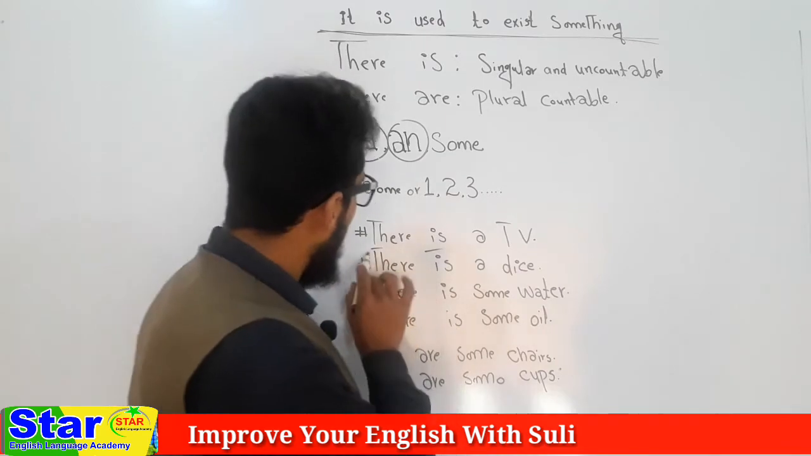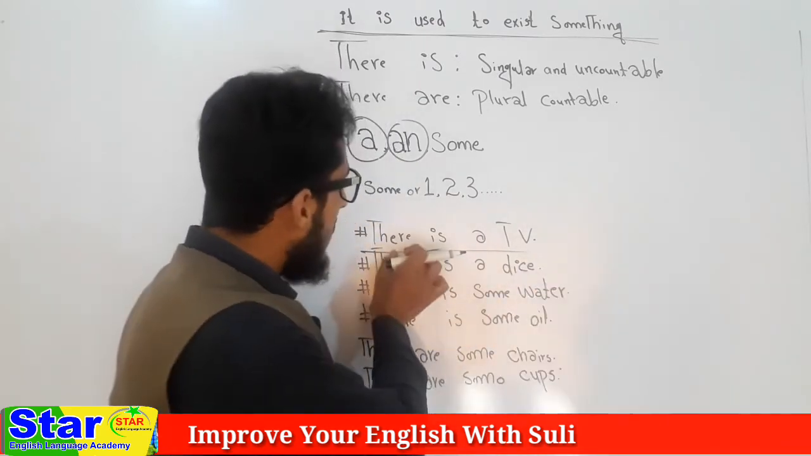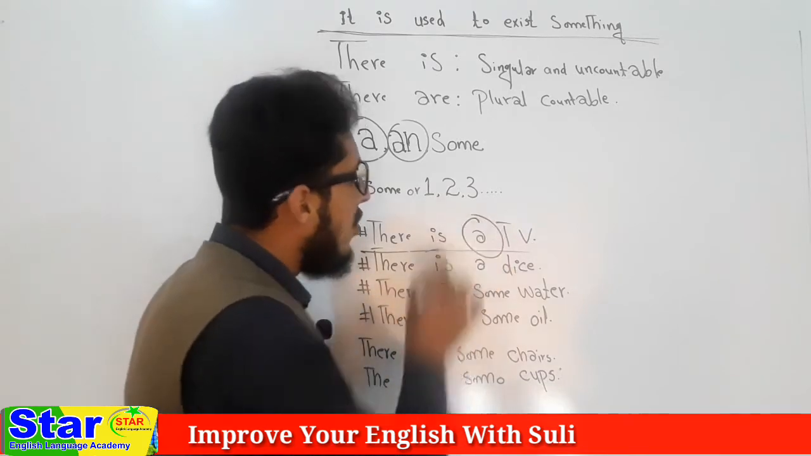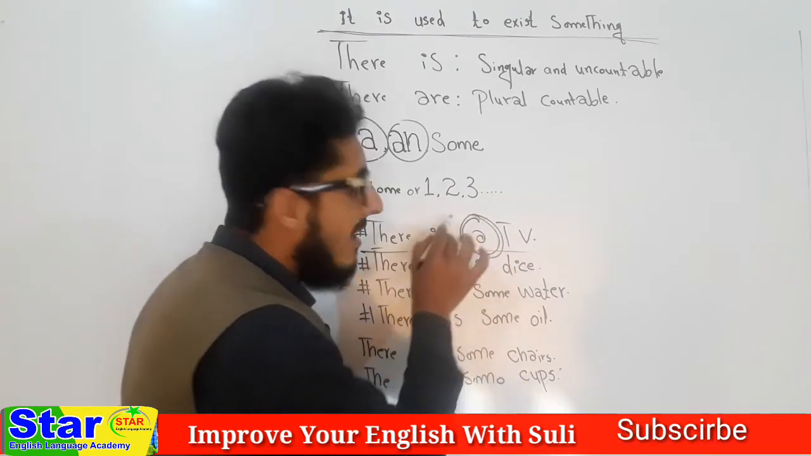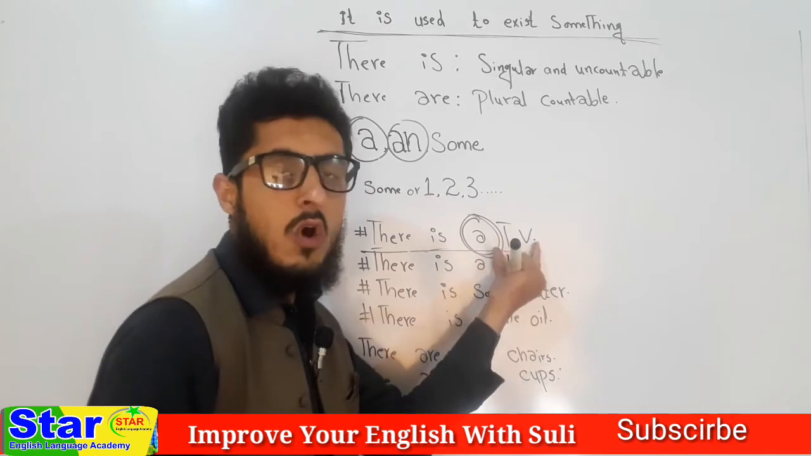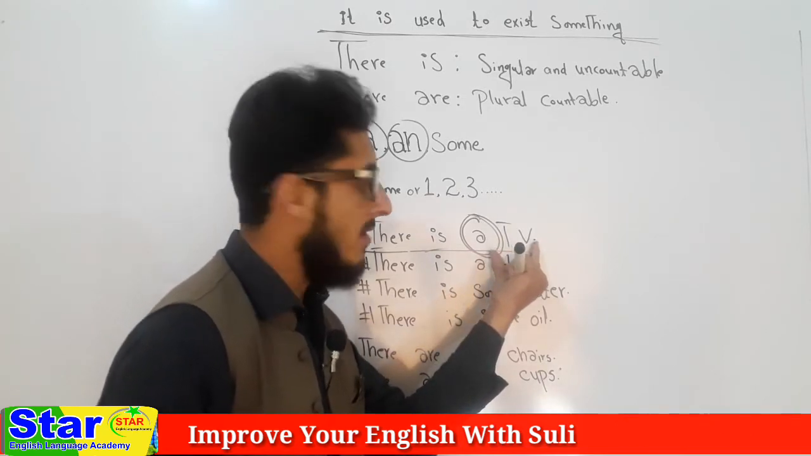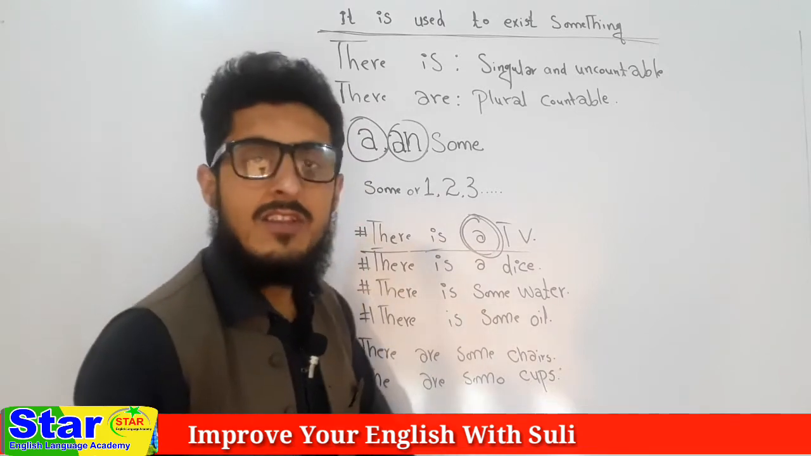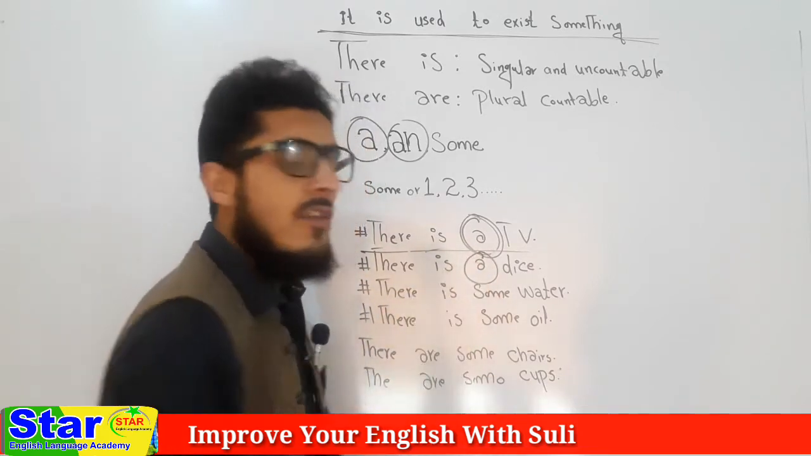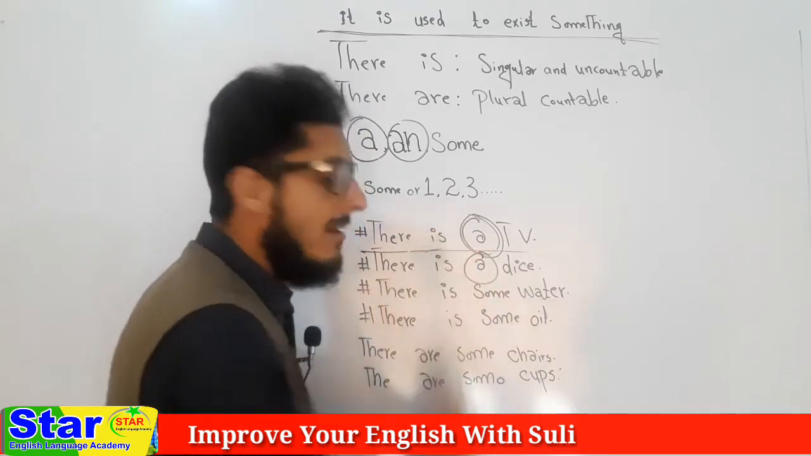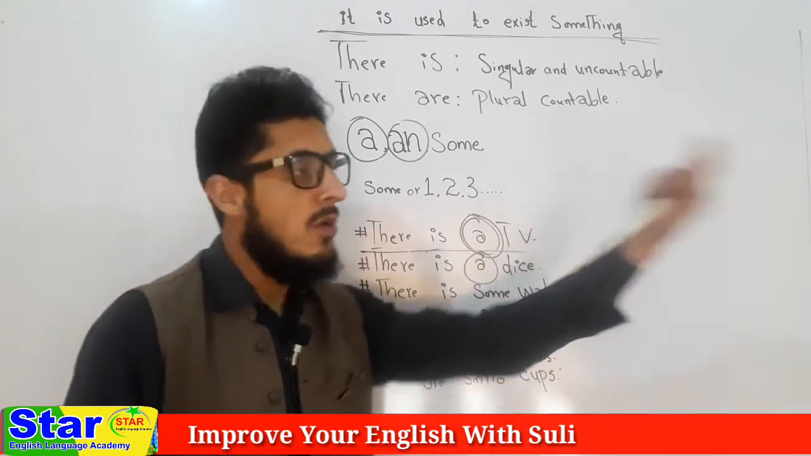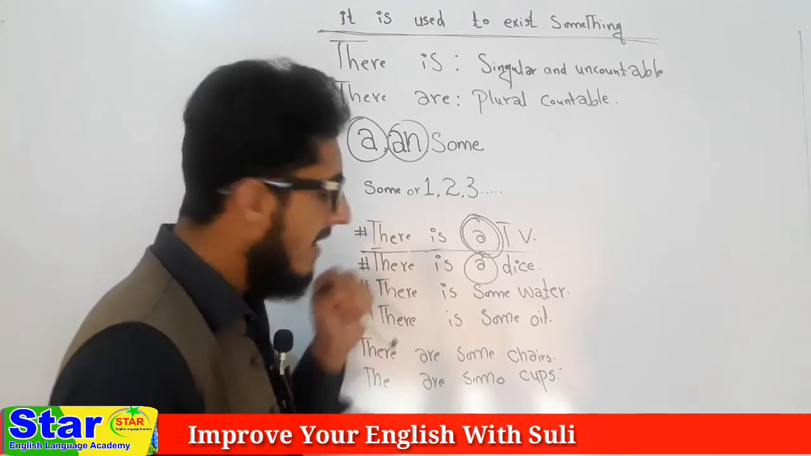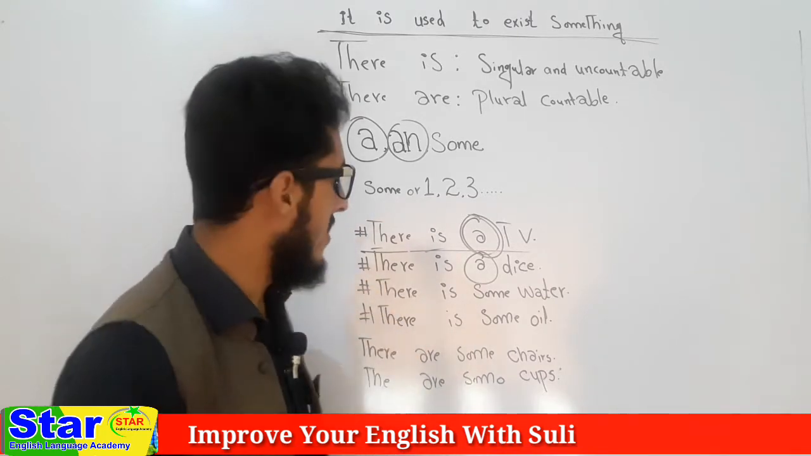For example, I have given you an example here: there is a TV. So it means that we are talking about one TV, and we have written a here because TV starts with a consonant sound. Now we have another example. There is a dice. So we have one dice. That's why we have written a here. Like for example, there is an orange on the table. There is an egg on the table. Clear? I'm quite sure that you must have learned this.